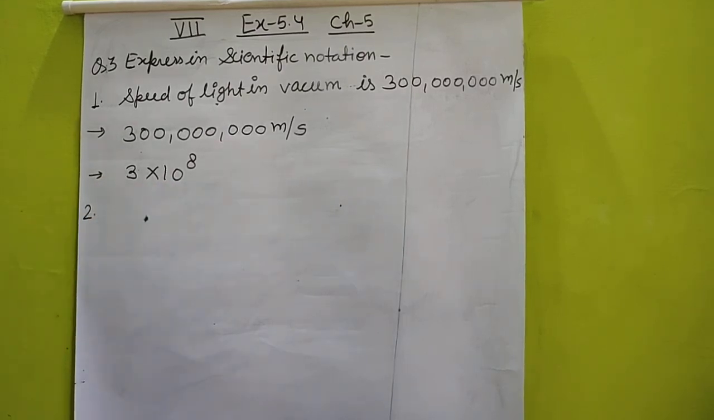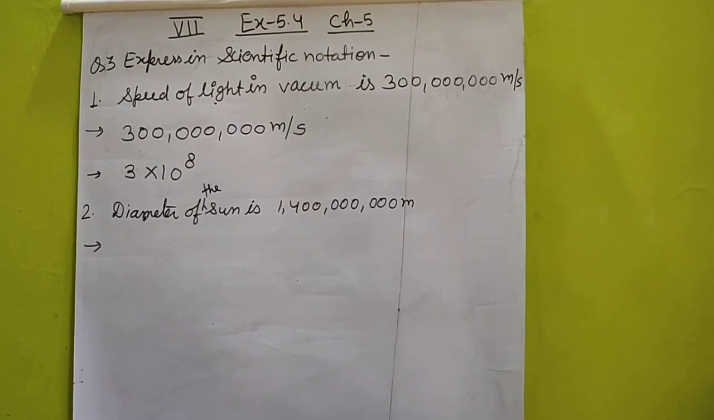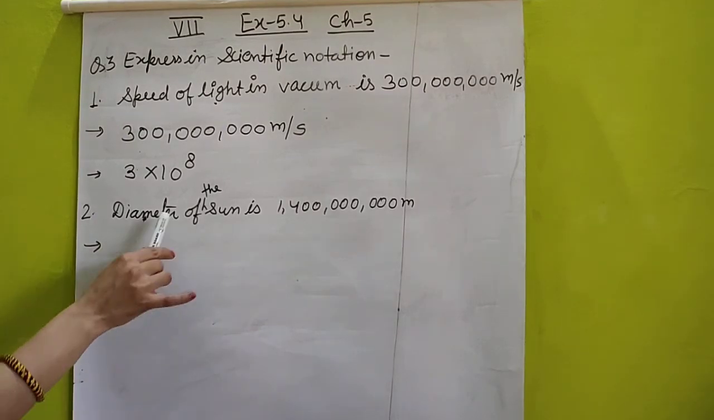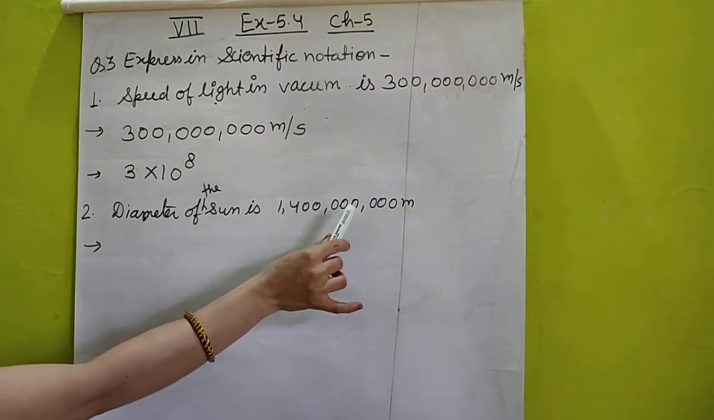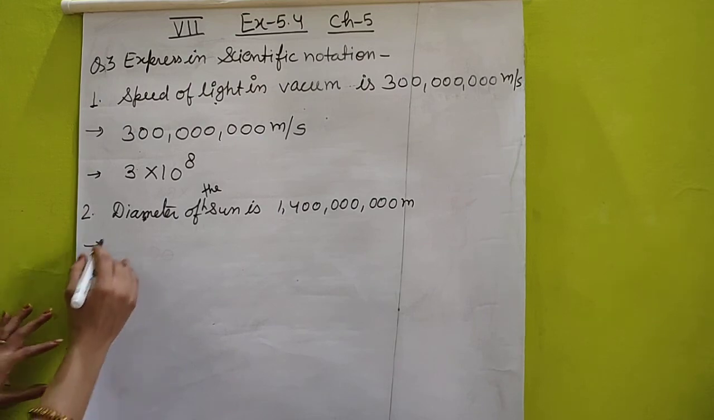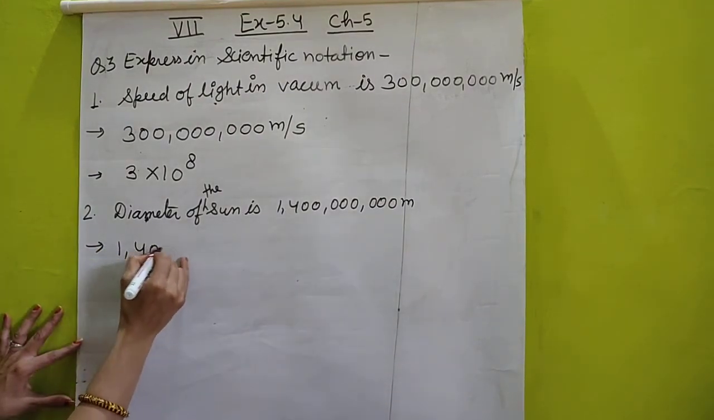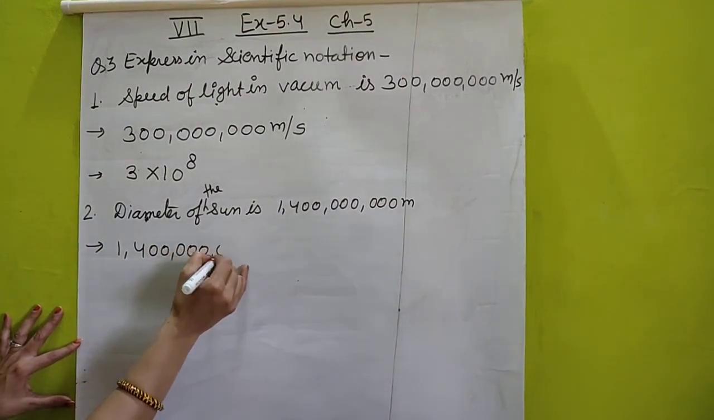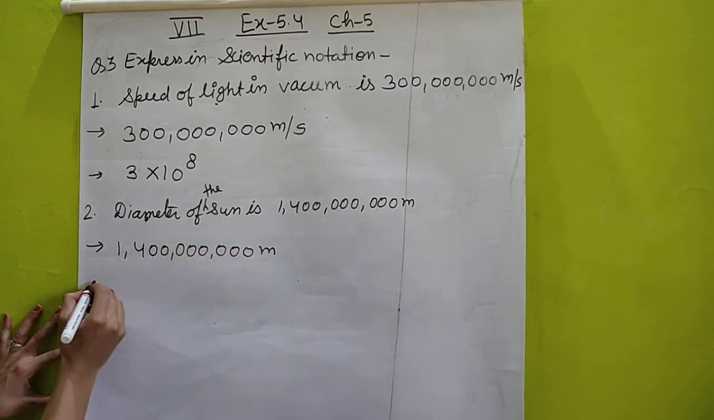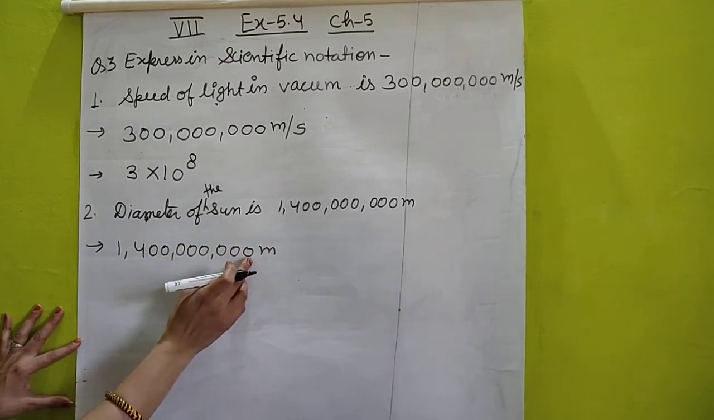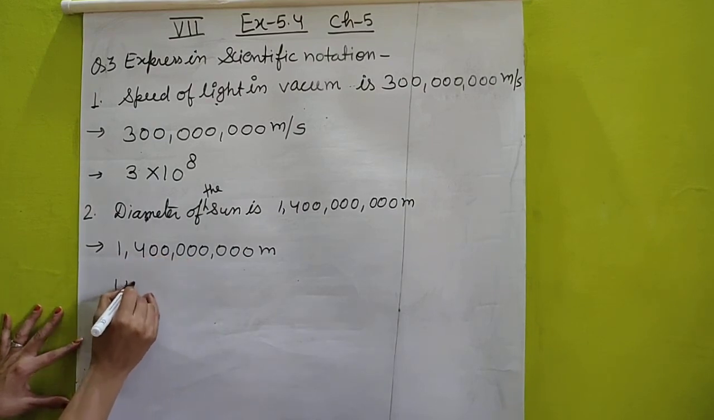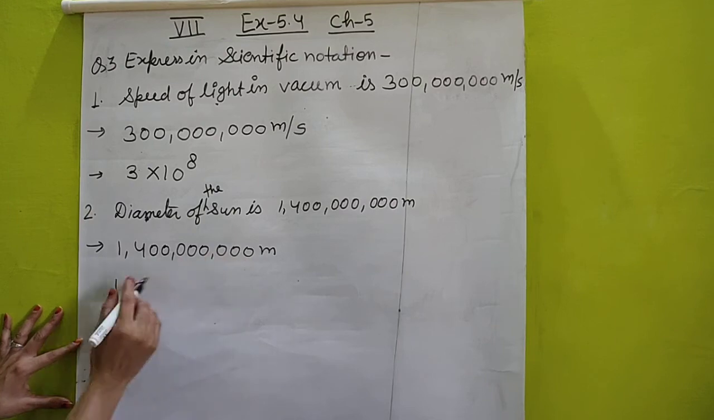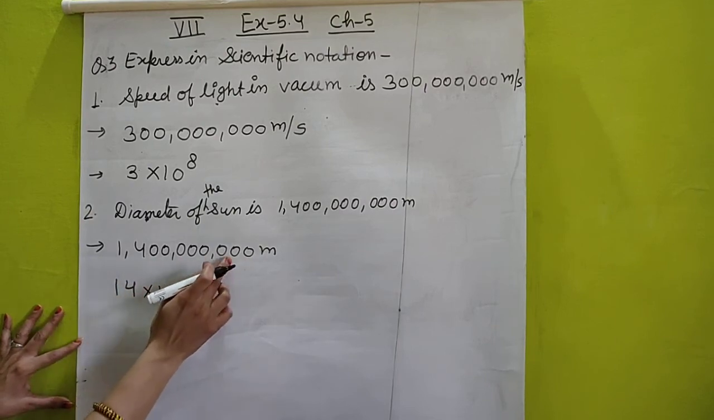Now one more part I am taking here. Students, here the diameter of the sun is 1,400,000,000 meters. So you will write 1,400,000,000 meters. Students, now total digits: 1 2 3 4 5 6 7 8 9 10. So 1 4 you will write, you will not write the zeros, and then the total number of digits was 10.